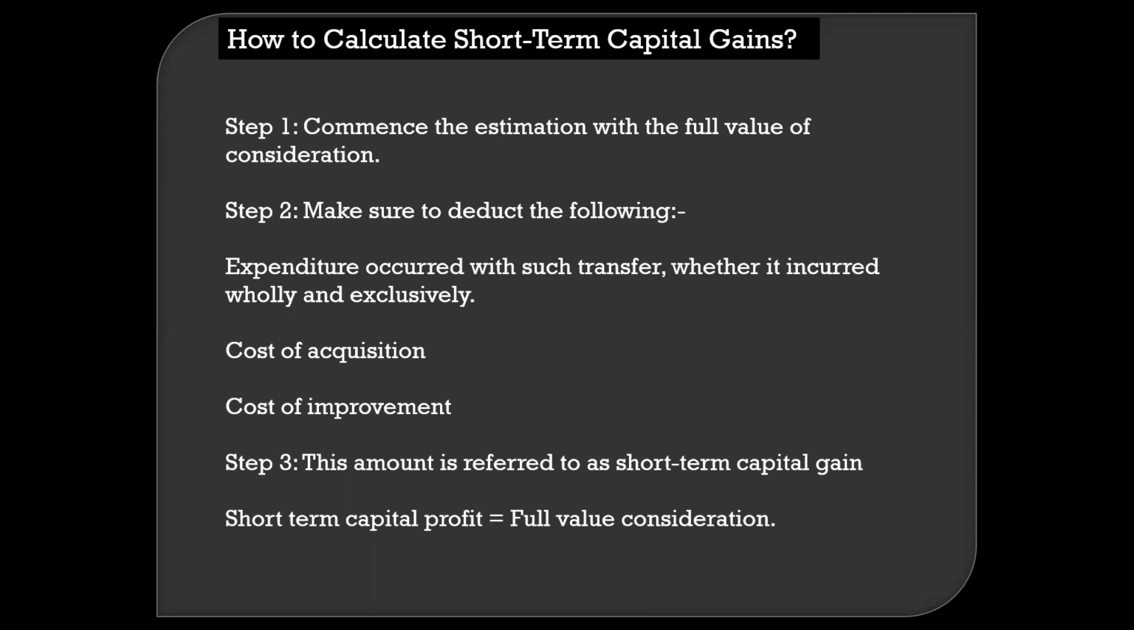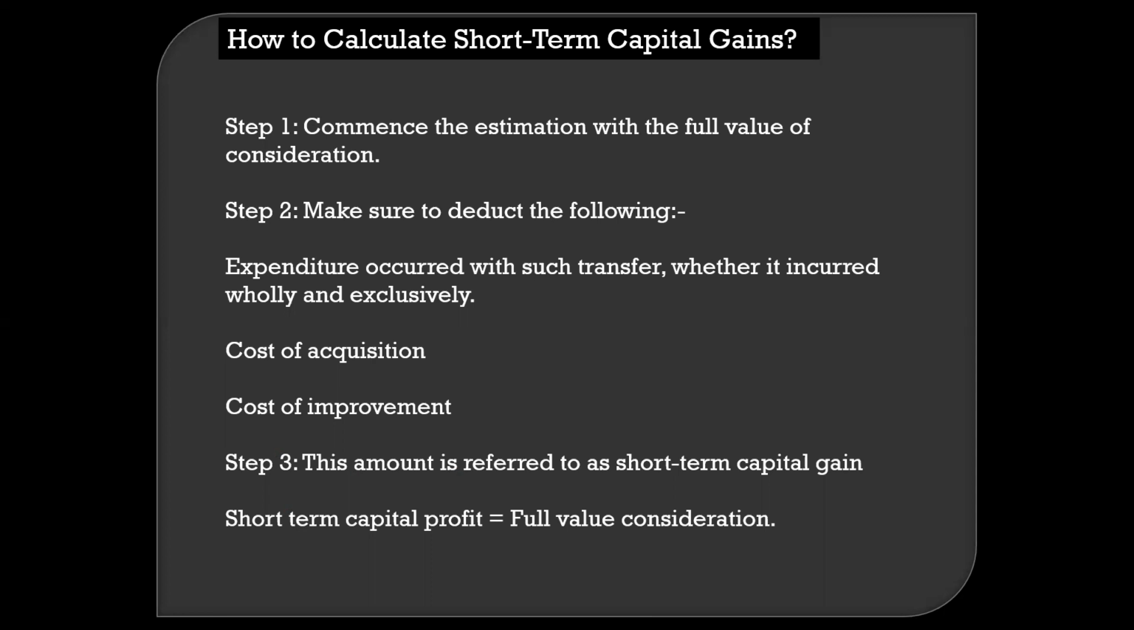So, full value consideration is the amount received by the seller as a result of selling or transferring his capital asset. Cost of acquisition is the amount that the seller has spent on acquiring that asset, and cost of improvement is the amount that the seller has spent on that capital asset to improve it or to keep it working. Now, we will see how we calculate short-term capital gains.